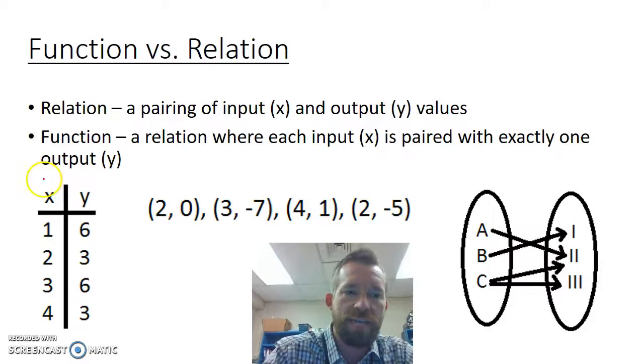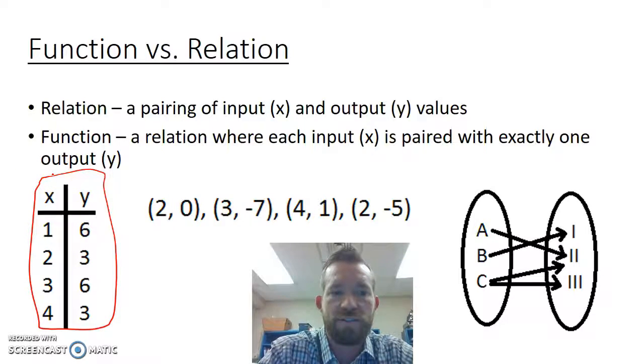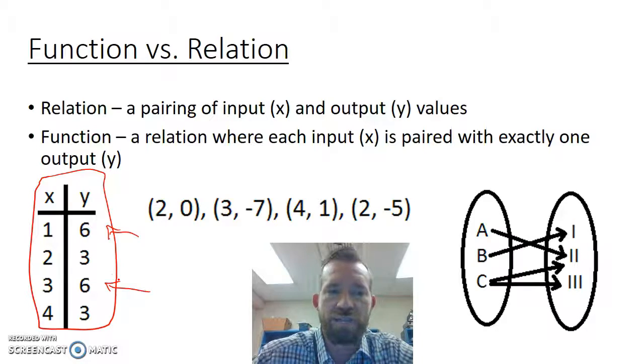When we look at this table, it is considered a function because each of the input values is paired with exactly one output value. Now that seems weird sometimes: wait a minute, both of these y values, output values, are 6. That's okay because each input has its own output value.